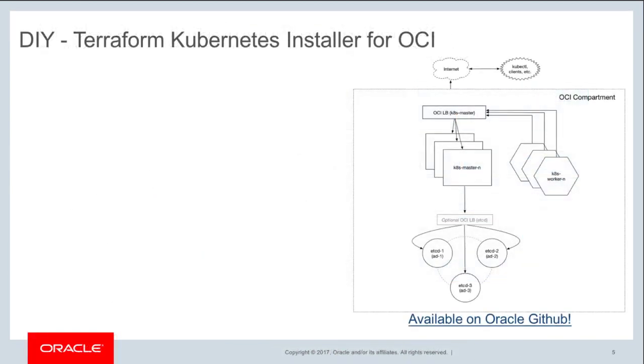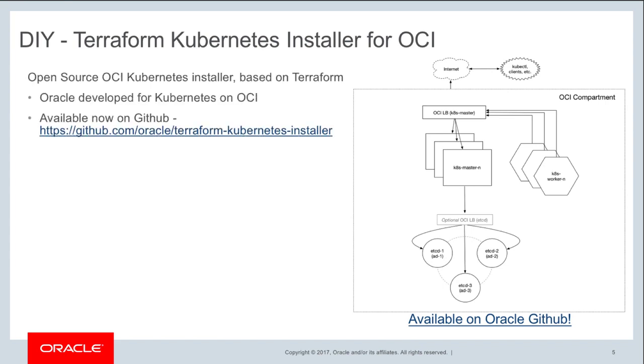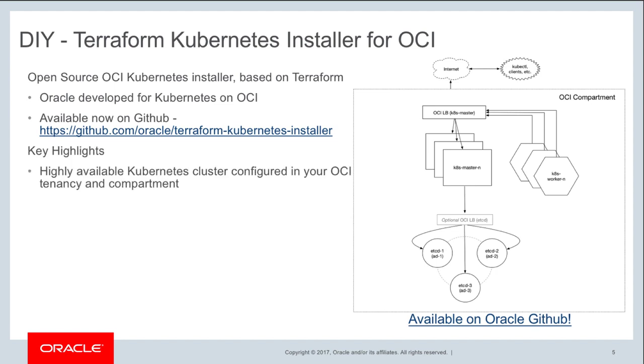So we briefly touched upon the do-it-yourself method, the Terraform Kubernetes installer for OCI. The Kubernetes installer is based on Terraform, and it is developed by the OCI team, and it's available on GitHub. The link is available as well. What it does is create a highly available Kubernetes cluster. So what that means is that, as you can see in the figure, it creates multiple master nodes in different availability domains. So you can choose how many master nodes you want to configure and also in which availability domains using the Terraform script that is provided.